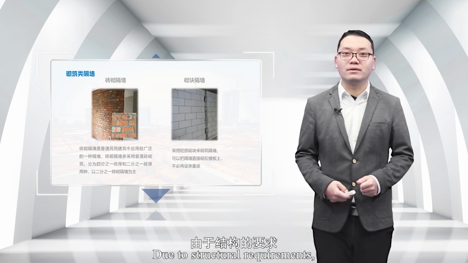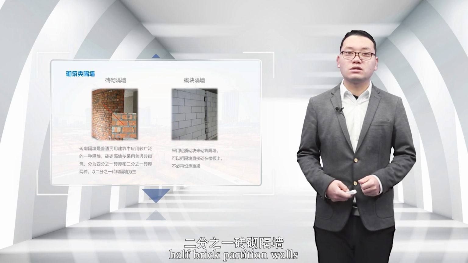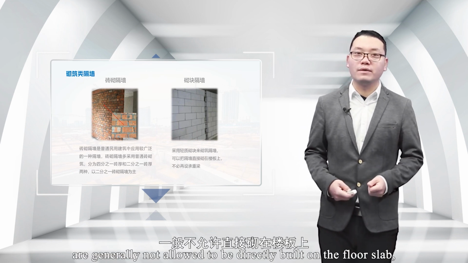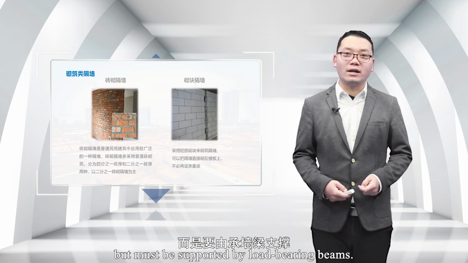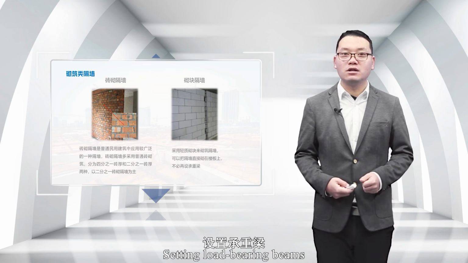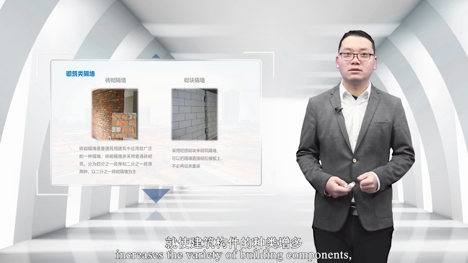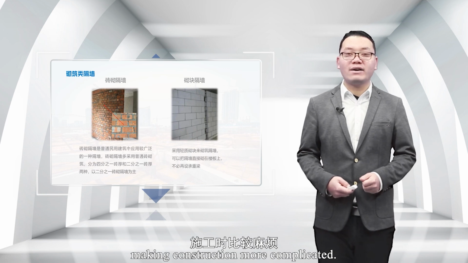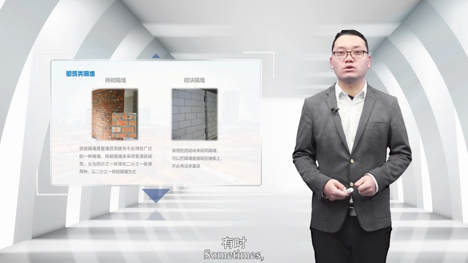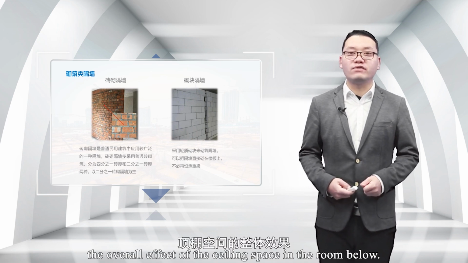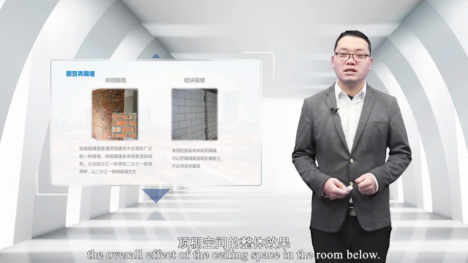Due to structural requirements, half-brick partition walls are generally not allowed to be directly built on the floor slab, but must be supported by load-bearing beams. Setting load-bearing beams increases the variety of building components, making construction more complicated. Sometimes, load-bearing beams can also damage the overall effect of the ceiling space in the room below.